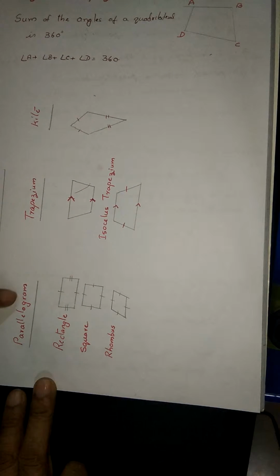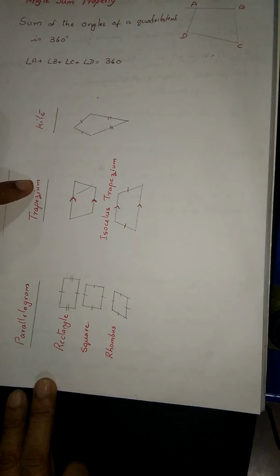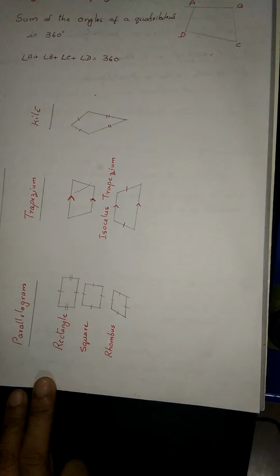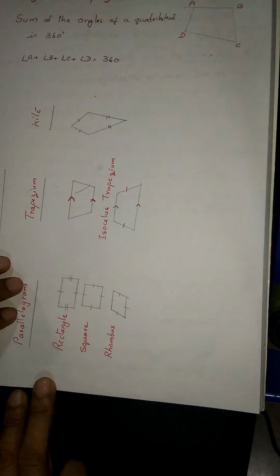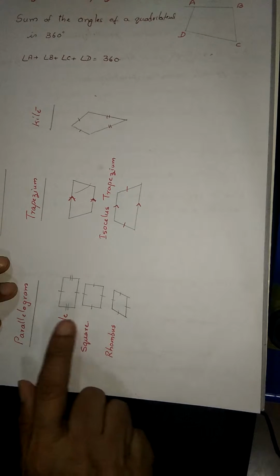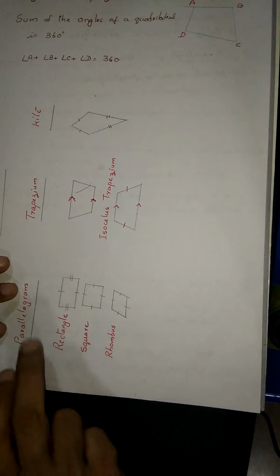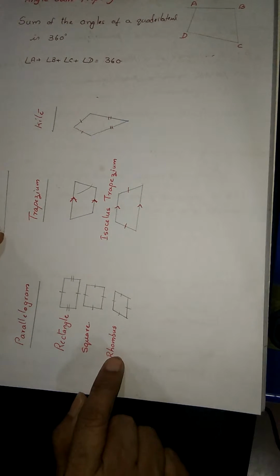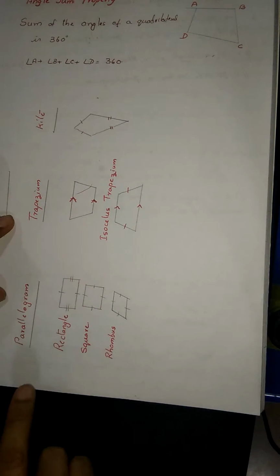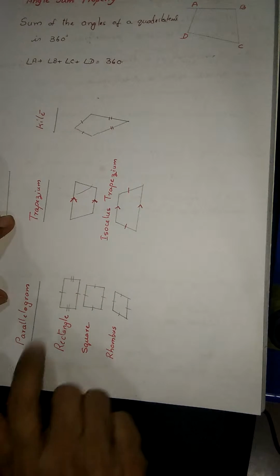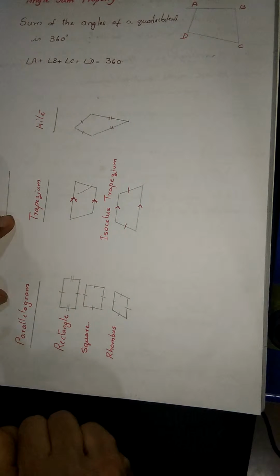So, the quadrilaterals are of 3 types. One is parallelogram, another is trapezium, and this is kite. In a parallelogram, again we have 3 varieties. The special types of parallelograms are rectangle, square, and rhombus. In a parallelogram, the opposite sides are parallel and equal.